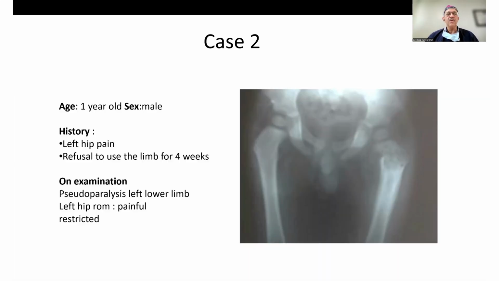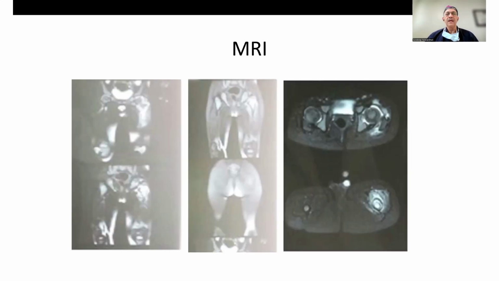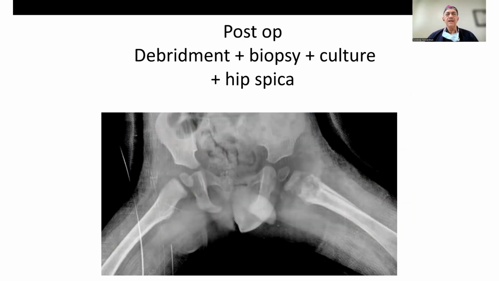Another case, a 1-year-old male with a left hip pain and unable to walk for 4 weeks with pseudoparalysis. You can see the osteolytic lesion in the neck region. Again, the MRI shows a diffuse edema as well as soft tissue infiltration in the subtrochanteric region, debridement, biopsy, culture, and spica.